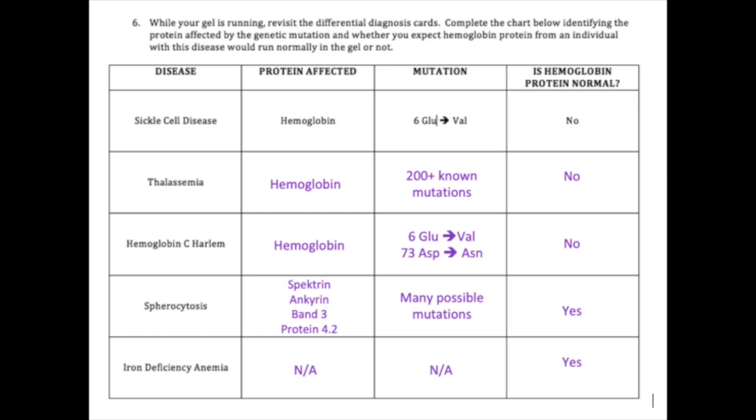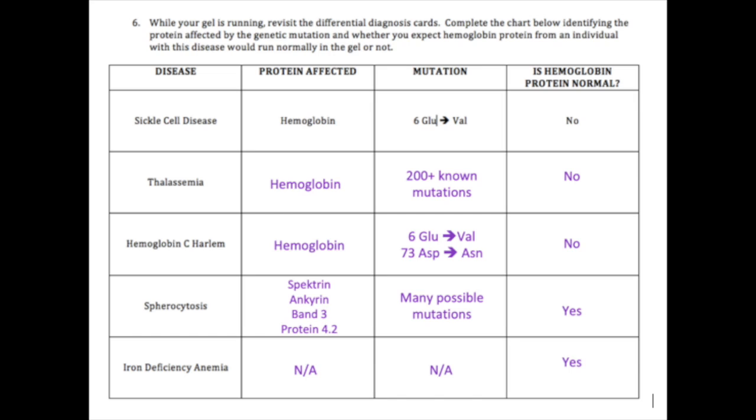This is caused by 2 mutations to the hemoglobin gene, one at the 6th residue, which turns the glutamic acid into a valine, just like in sickle cell. There's also a second mutation at the 73rd amino acid, turning an aspartic acid into asparagine. The hemoglobin protein for individuals with hemoglobin C Harlem will not run normally through a gel.